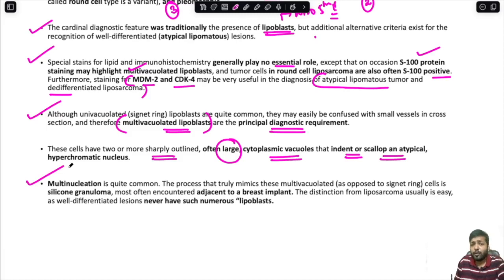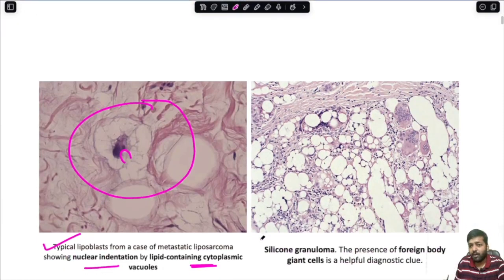Now the process that truly mimics these multi-vacuolated cells is a silicone granuloma, most often encountered adjacent to a breast implant. The distinction from liposarcoma usually is easy, as well differentiated lesions never have such numerous lipoblasts. So what are some of the benign conditions wherein you will see a lot of lipoblasts? One condition is a silicone granuloma, wherein you are putting in a breast implant. Near that you can see some reaction to that particular foreign body, that is the silicone granuloma.